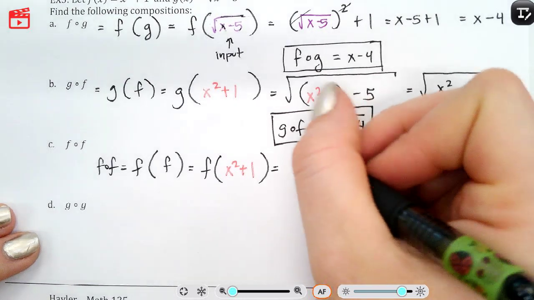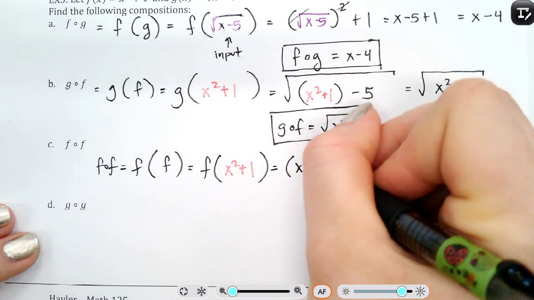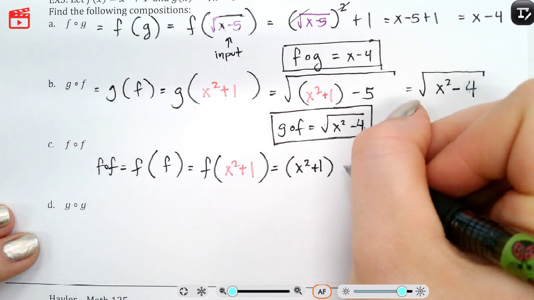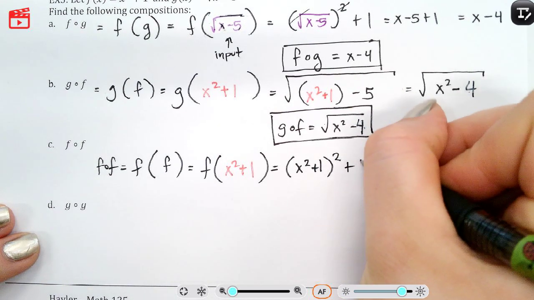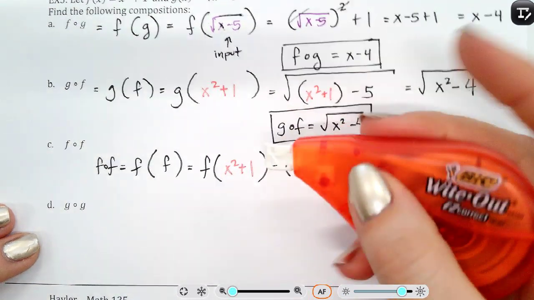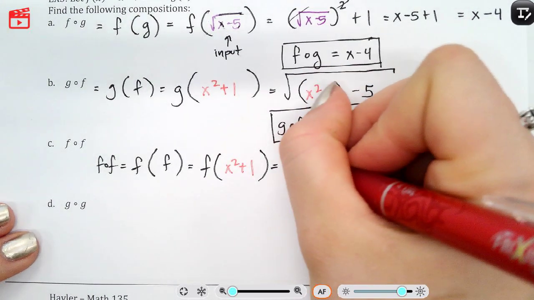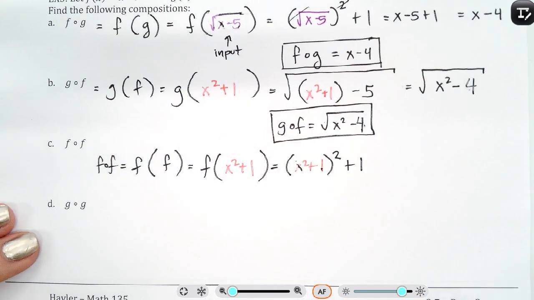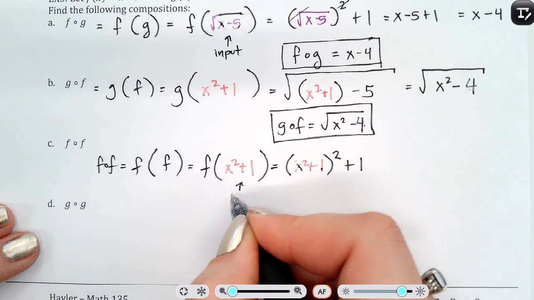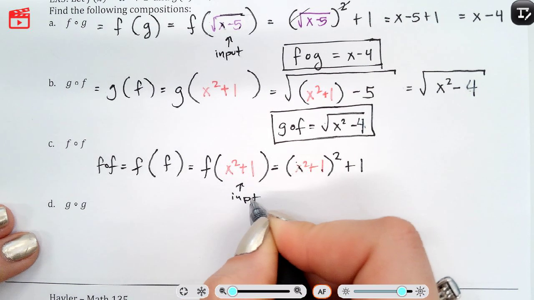Okay, keep chugging. Here we go. X squared plus 1 squared. Ooh, plus 1. Oops, I forgot to color code. Okay, so what we did was our new input value was x squared plus 1.